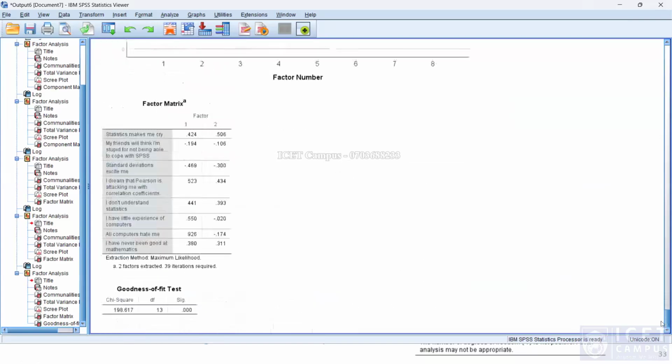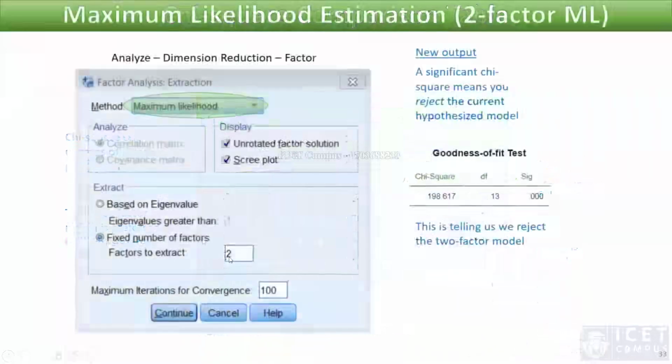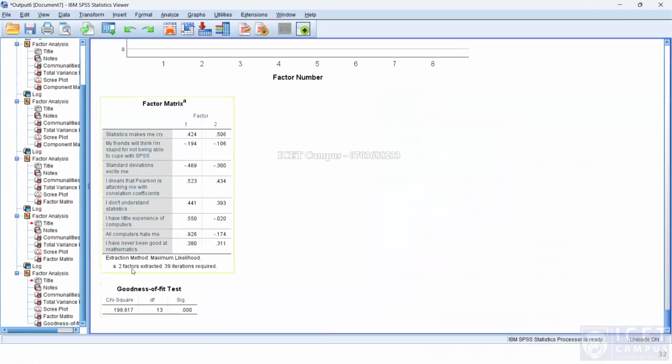Then you can see here the goodness of fit statistics are given. In this test, we reject the two-factor model actually. Because the chi-square value is significant, we have to reject the two-factor model here.